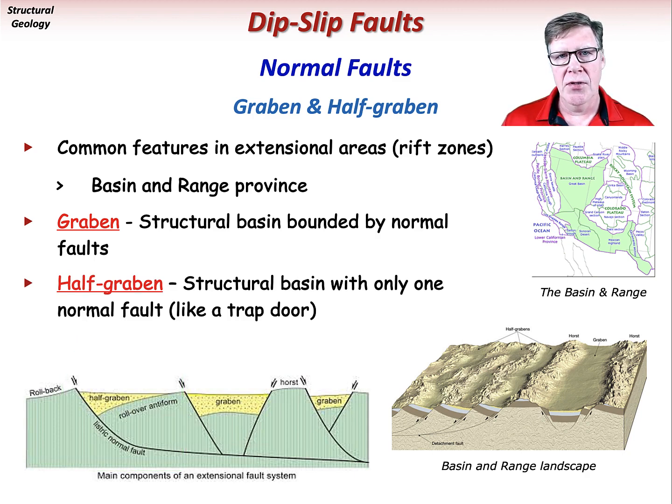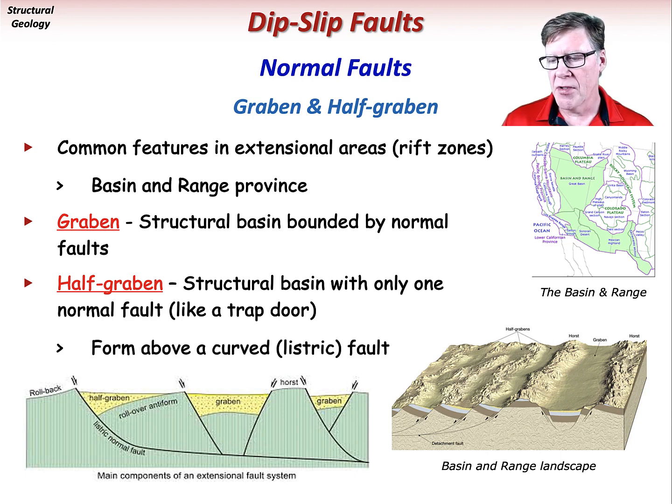A half-graben is a structural basin with a normal fault only on one side. This is analogous to a trapdoor. The normal fault in a half-graben typically forms above a curved or listric fault. This causes the hanging wall rocks to become tilted towards the normal fault. Both graben and half-graben can form in the same areas.